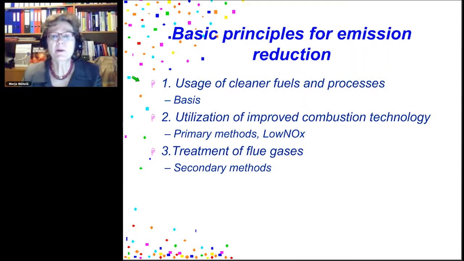Basically, there are three principles how to reduce emissions in power production. We may use cleaner fuels and processes, and this makes the basis for the reduction. We may utilize improved combustion technology, and this utilizes primary methods, LowNOx technology, for example. We may treat flue gases, and these methods are called secondary methods.